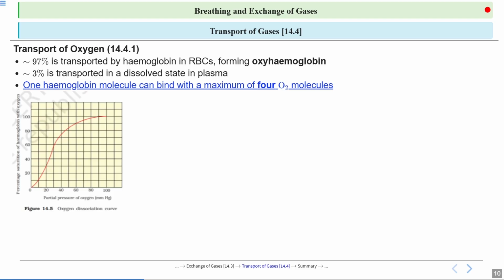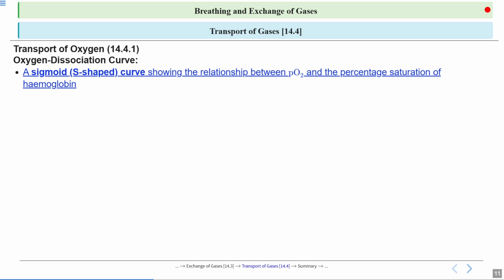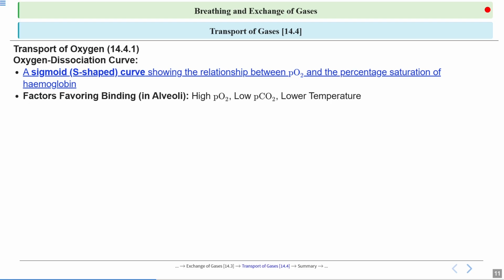Now, there is the oxygen dissociation curve. We will discuss this. The oxygen dissociation curve is a sigmoid, S-shaped curve showing the relationship between the partial pressure of oxygen and the percentage saturation of hemoglobin.